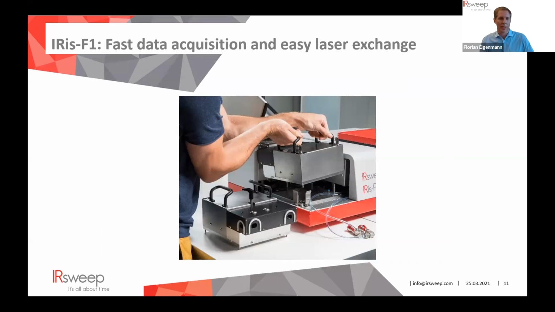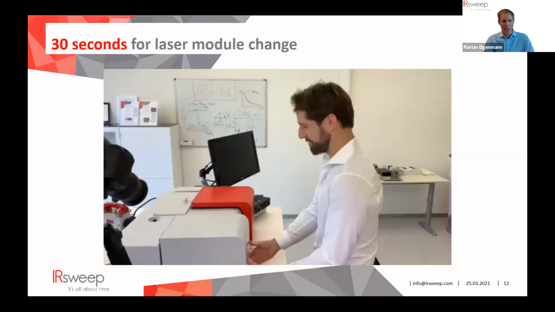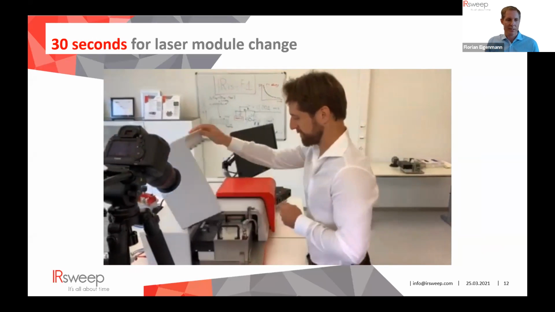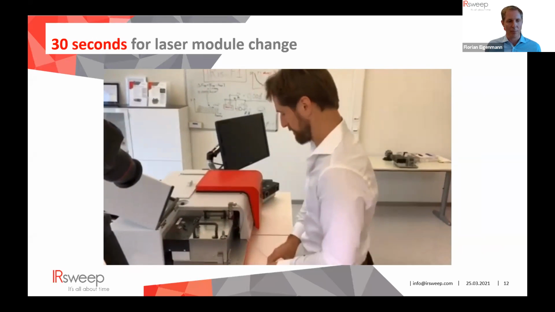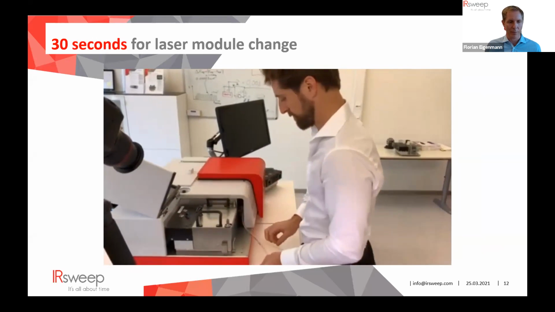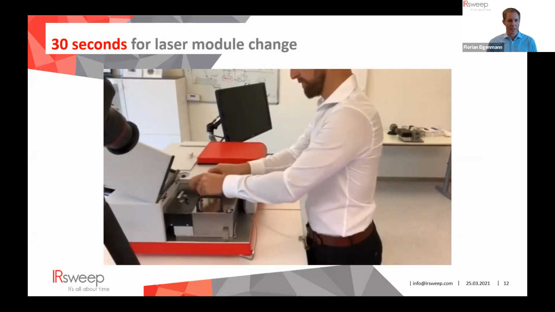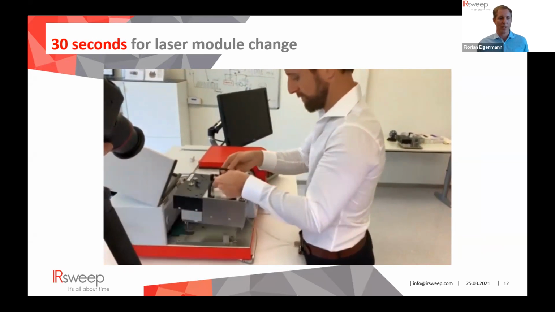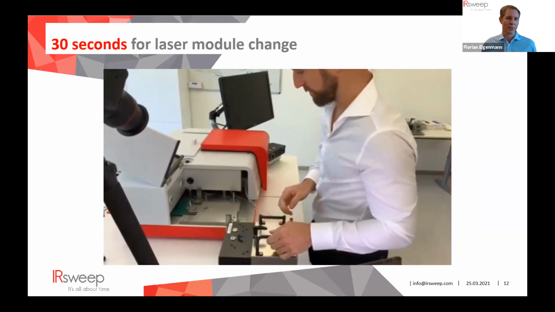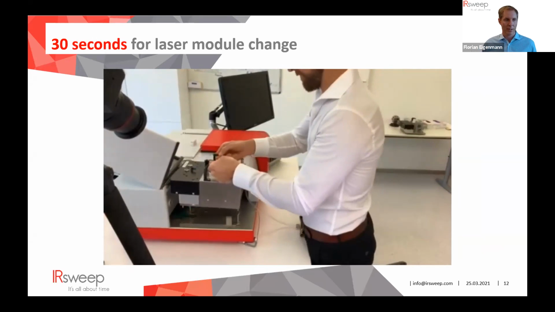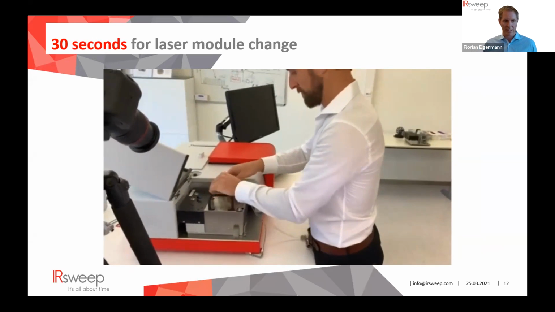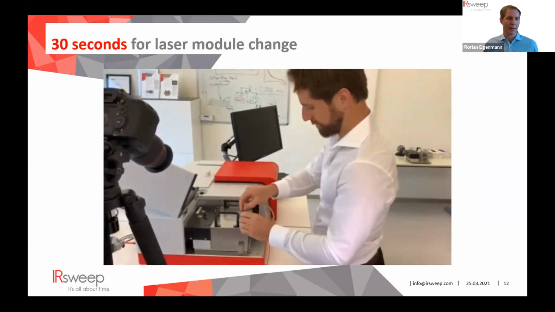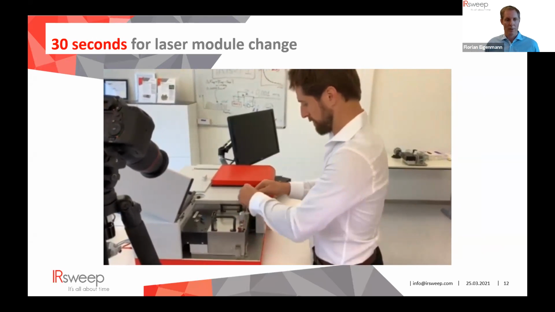A big advantage of the IRsweep spectrometer is that you can change the laser within a few seconds. There's actually a movie here where Pierre, one of our senior scientists and engineers, changes such a laser module. He disconnects it from a chiller, since those laser modules are temperature stabilized very accurately. Then you can change such a laser module and put it in within 30 seconds. Stabilizing it takes a little bit longer, but probably after 5-6 minutes, you can do very accurate measurements.